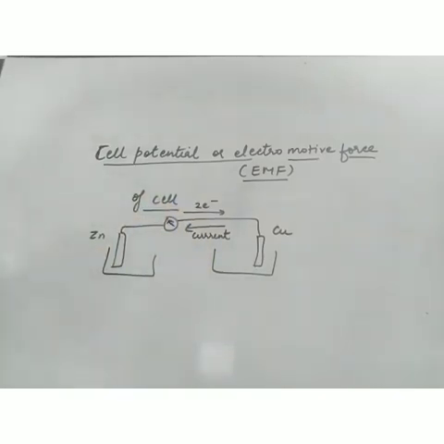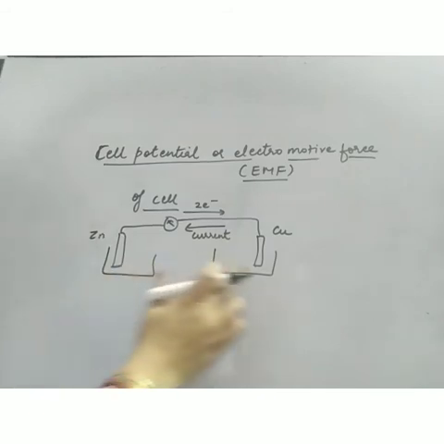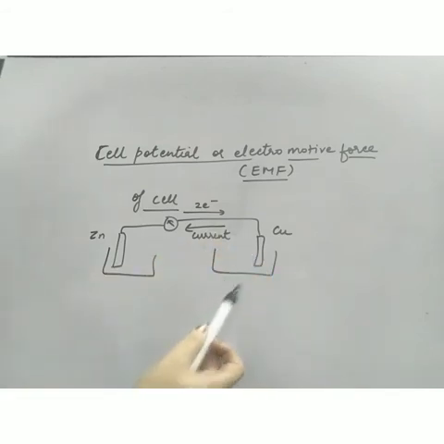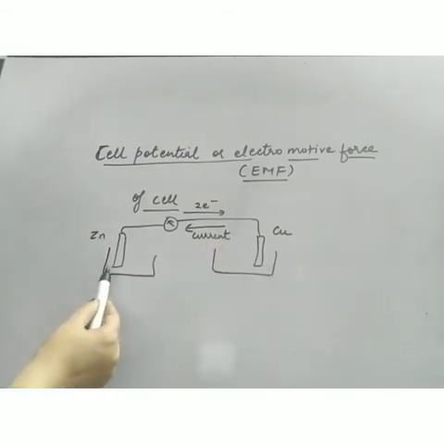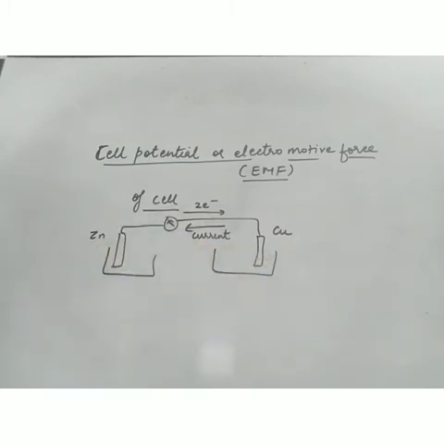Now we know that two different half cells are there. Zinc has a tendency to get oxidized, so it will lose electrons. Copper has a tendency to get reduced, so it will gain electrons. Since two different tendencies are there, a potential difference is set up between the two electrodes. Definitely copper is at higher potential and zinc is at lower potential, because current always flows from higher potential to lower potential. This potential difference between the two electrodes in the electrochemical cell is known as cell potential.